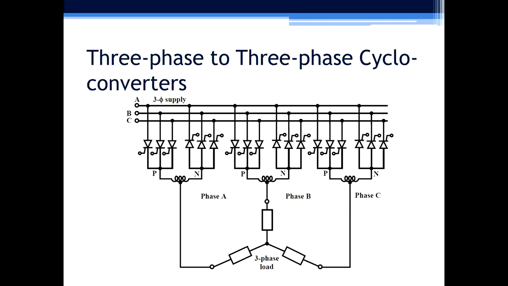Now 3 phase to 3 phase cyclo converters are mainly used for induction motor drive applications. So here we will be taking, let's say, a 3 phase motor. If our 3 phase motor is working with a 415 volt and 50 hertz supply, and on input we have taken a 415 volt and 50 hertz signal. In order to control the speed of the 3 phase motor, we will come across varying frequency of the output, but the input has a fixed frequency of 50 hertz.